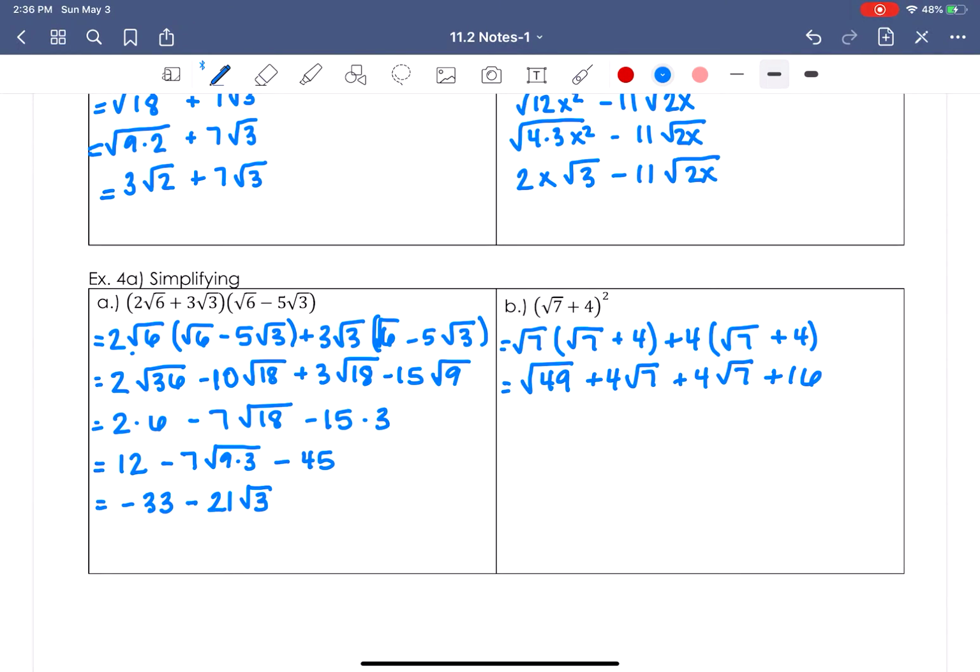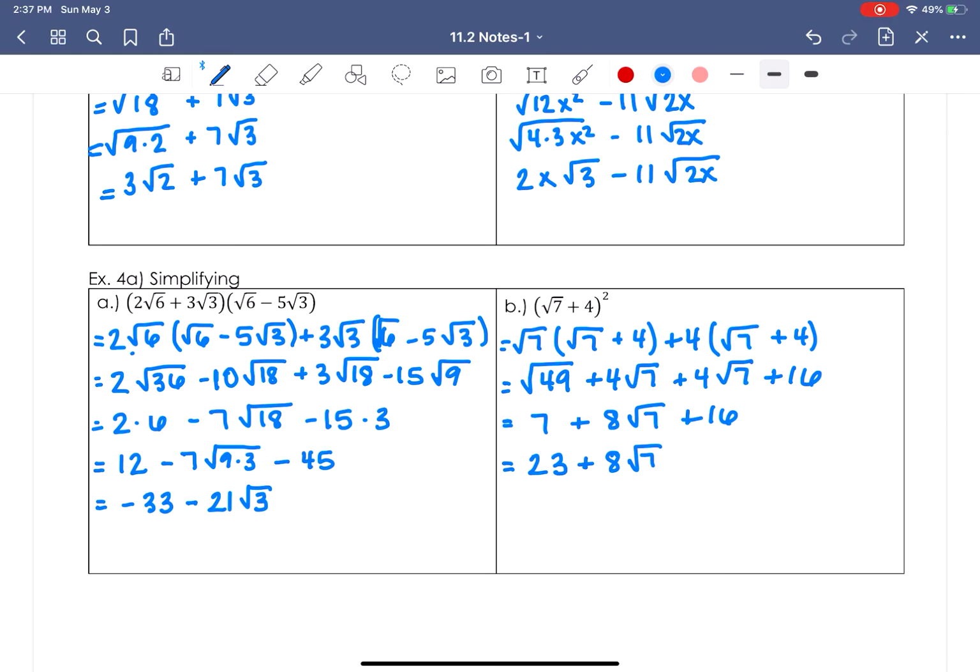So if I keep simplifying, I get the square root of 49 to be 7. Combined my two like terms right there because they both have a square root of 7. So plus 8 radical 7. And now I can combine my 16 and 7 to get 23 plus 8 radical 7.